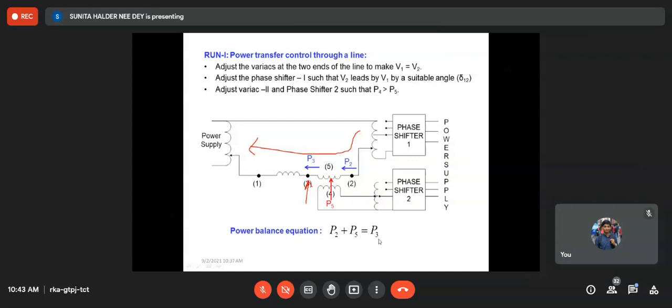At the same time, what will be the voltage at V3? V3 should be V2 plus V5, if the voltages are additive, if voltage is injected, right? In that way, we can verify this from the phasor diagram that you will draw in the report.